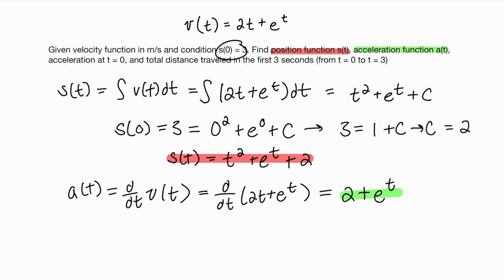So we're asked to find the acceleration at time equals 0. So we can just sub that in. So t equals 0. And then we have our acceleration equation. And then, so this will equal 3, and then meters per second squared.